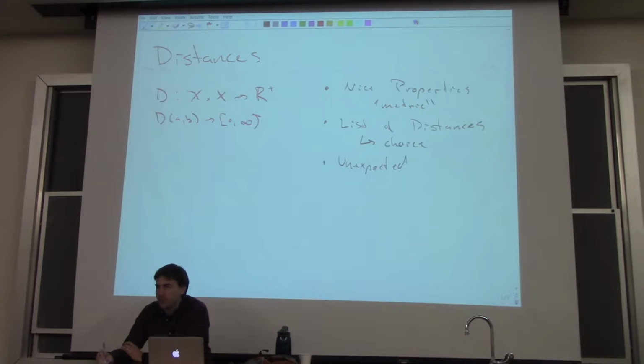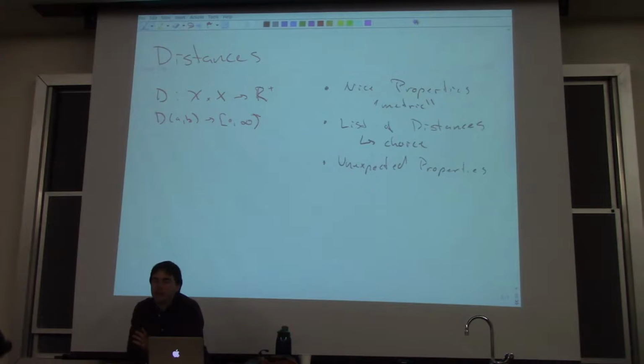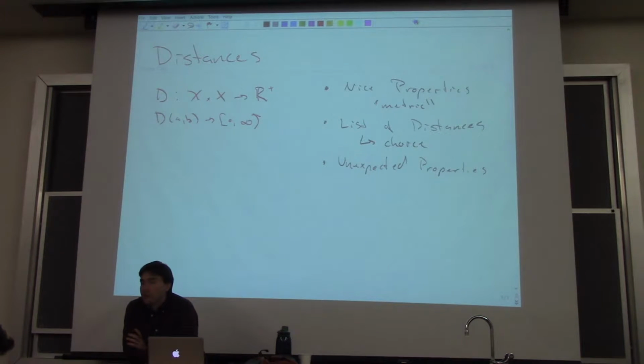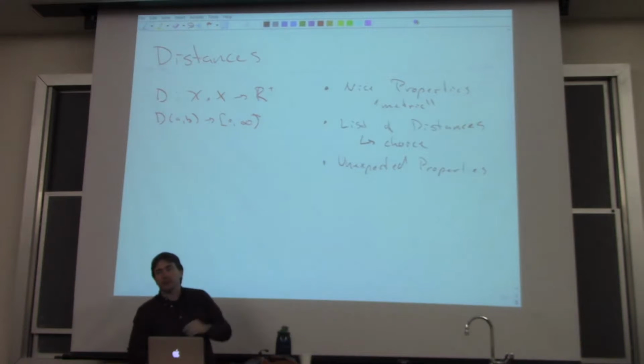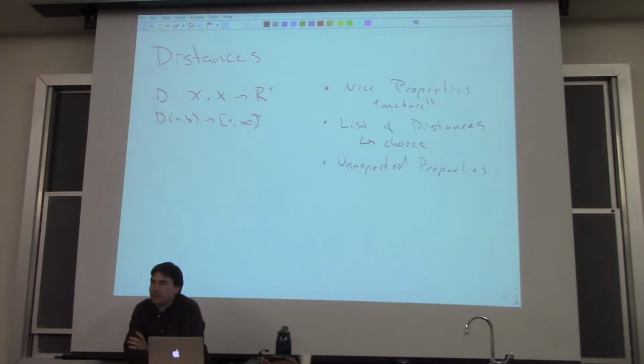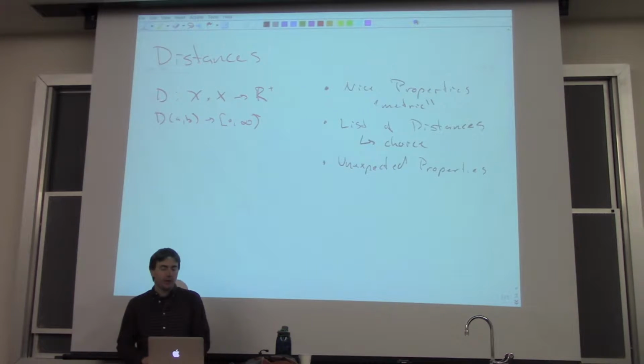part of this list and part of this nice property is that some very reasonable distances will have unexpected properties. Meaning that they will seem very reasonable, hopefully, when I describe them. They're actually very useful in various situations, but they don't satisfy these properties, which I call metric. If you haven't seen that before, these might seem strange, but they can still be very useful.